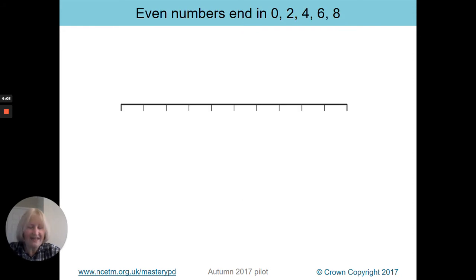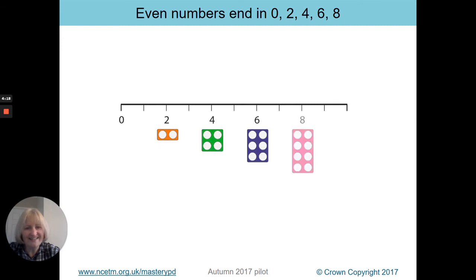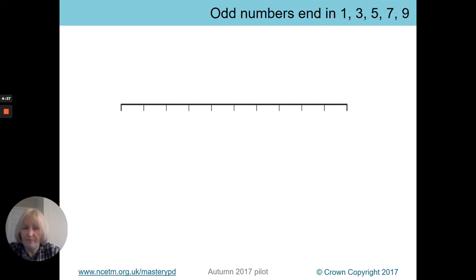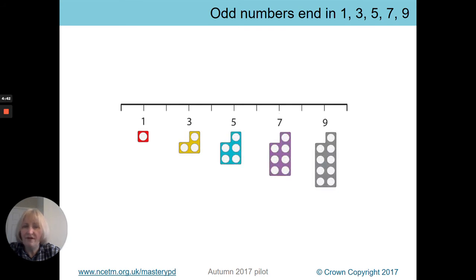Even numbers end in 0, 2, 4, 6 or an 8. Look, 0, 2, 4, 6, 8 and 10. 10 is even. Look, the number 10 ends in a 0. Even though it's got a 1 here, the last digit is a 0. So that means that whole number is even. Odd numbers end in 1, 3, 5, 7 and 9.